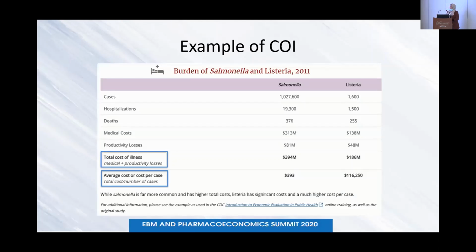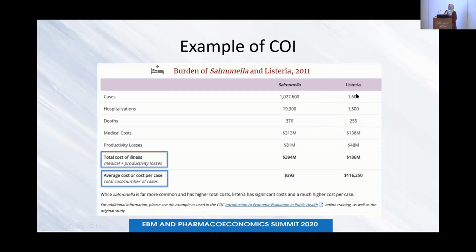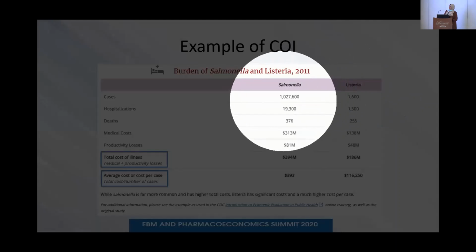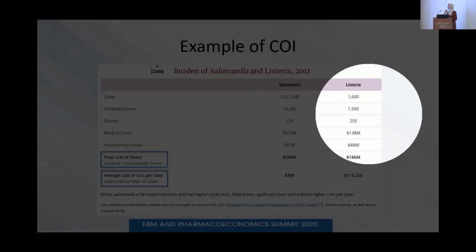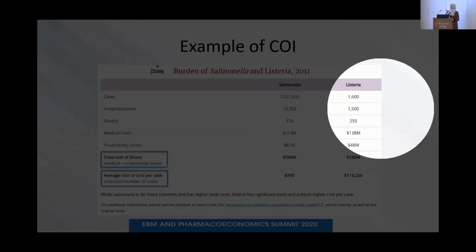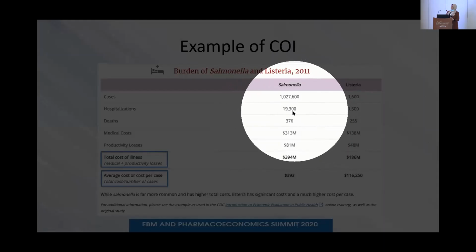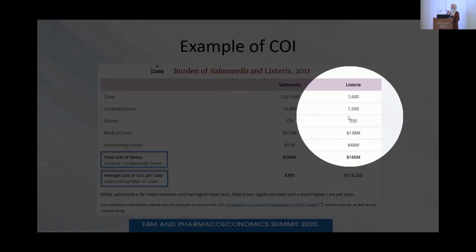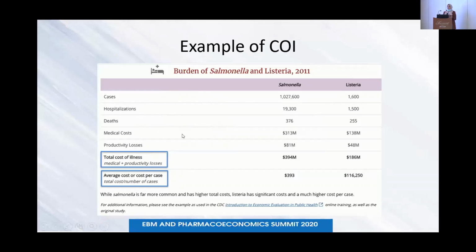Here is a simple example of cost of illness, comparing two infectious diseases, Salmonella and Listeria. In the US in 2011, the number of cases of Salmonella was huge, reaching up to 1 million, while Listeria was about 1,500. Looking at hospitalization, just 20,000 of the 1 million were hospitalized. But when we look at Listeria, almost everyone was hospitalized. So here we can see the burden of Listeria as compared to Salmonella.